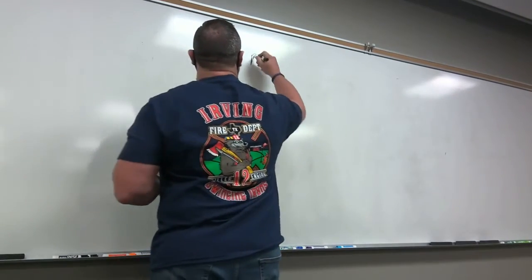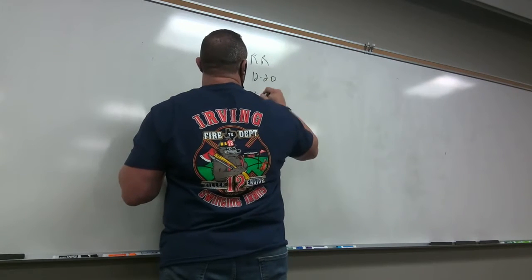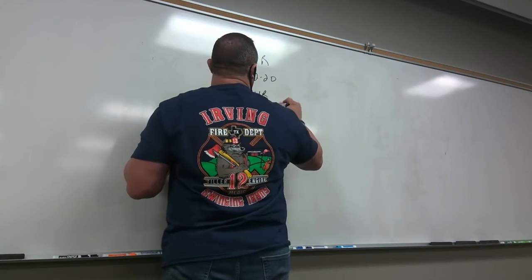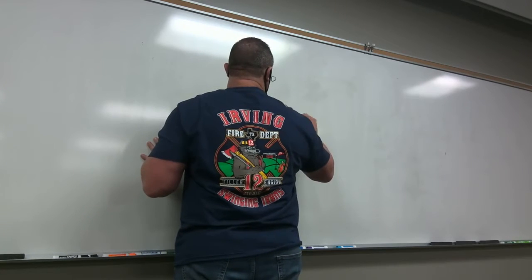Here's what we got to look at. Normal respiratory rate is what? 12 to 20. Heart rate, 60 to 100. Pulse ox, 96 to 100. End-tidal CO2, 35 to 45.